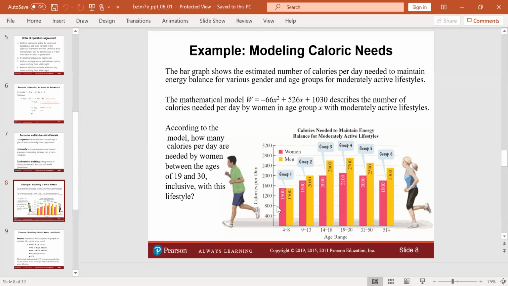So we can look at this bar graph. For people in the age range of 4 to 8, both boys and girls need about 1,500 calories per day. In the 19 to 30 range, which I can no longer claim membership in, women need about 2,100 calories a day, if they're at a moderate level of activity. Men need about 2,700 calories.